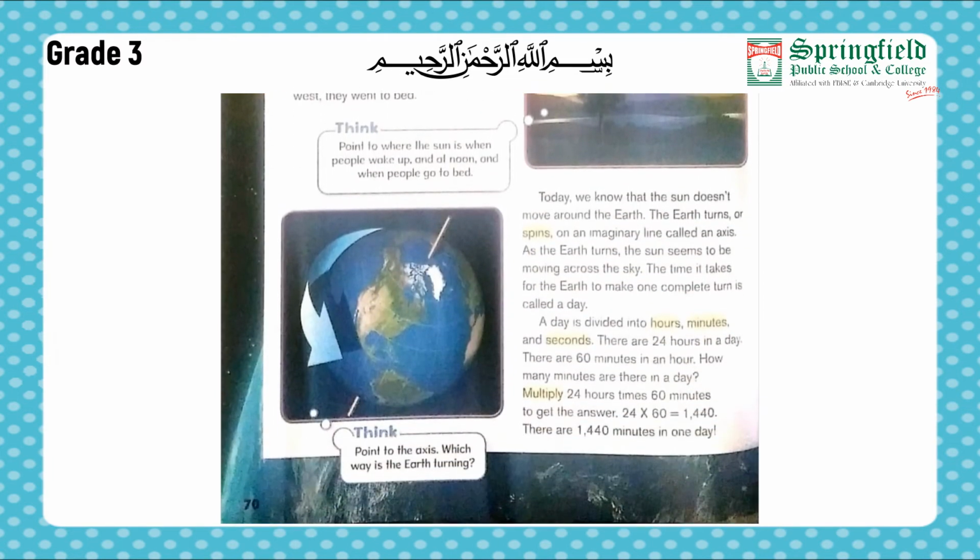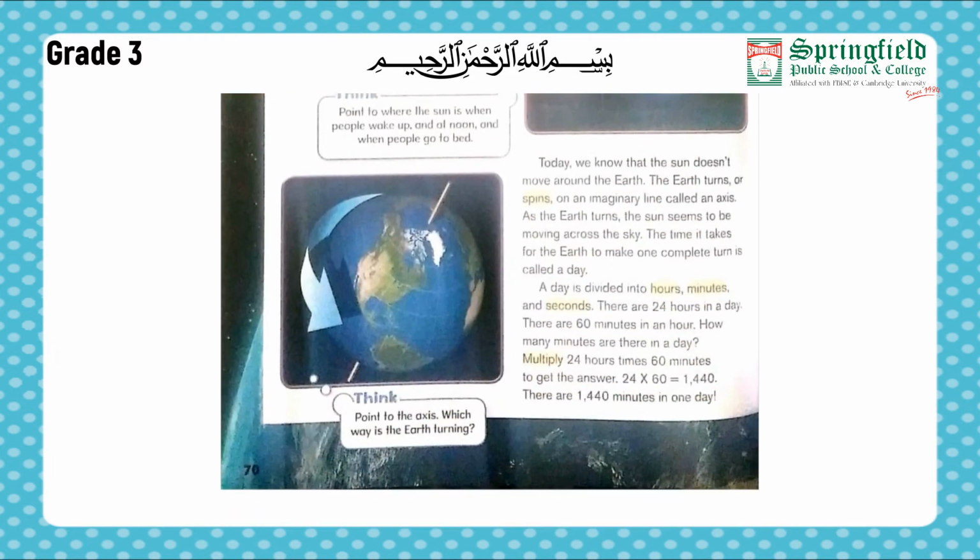Today, we know that the sun doesn't move around the Earth. The Earth turns or spins on an imaginary line called an axis. As the Earth turns, the sun seems to be moving across the sky. The time it takes for the Earth to make one complete turn is called a day. A day is divided into hours, minutes, and seconds. There are 24 hours in a day. There are 60 minutes in an hour.